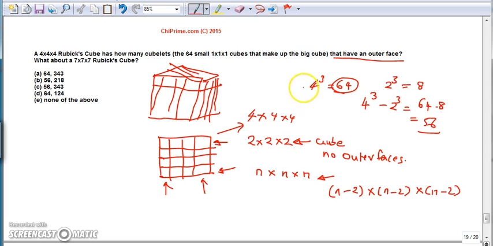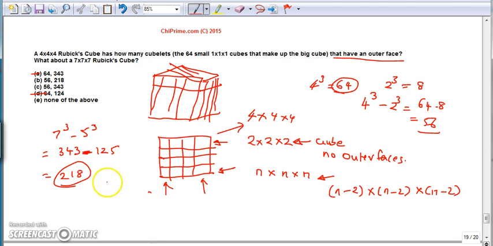Now, always a good idea in this case would be to eliminate the choices that do not have 56 as the first answer. So the answers could be B, C, or E. It cannot be A or D. All right, now let's look at the 7 case. So 7 cubed minus 5 cubed would be the case there, because n minus 2 there is 5. 7 cubed, as we know, is 343. 5 cubed is 125. So 343 minus 125 is 218.